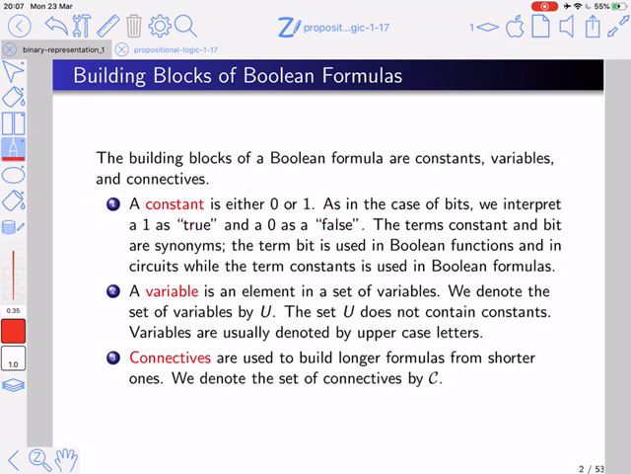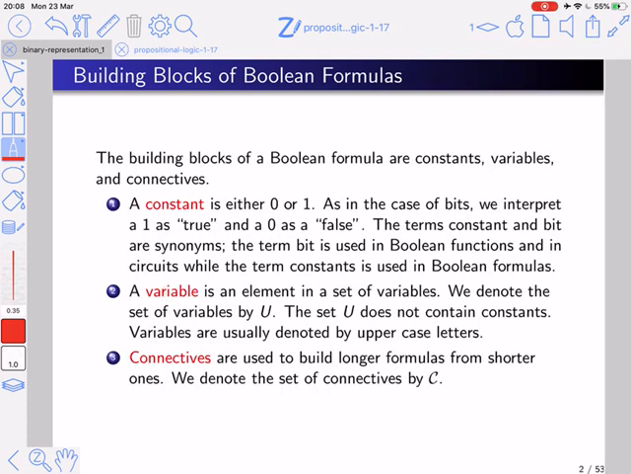Why do we use two different terms for bits? Why do we call it constants sometimes and bits sometimes? They refer to the same thing. The term bit is used when we talk about Boolean functions and circuits, and the term constants is used when we refer to Boolean formulas, which is the topic of today's lecture.